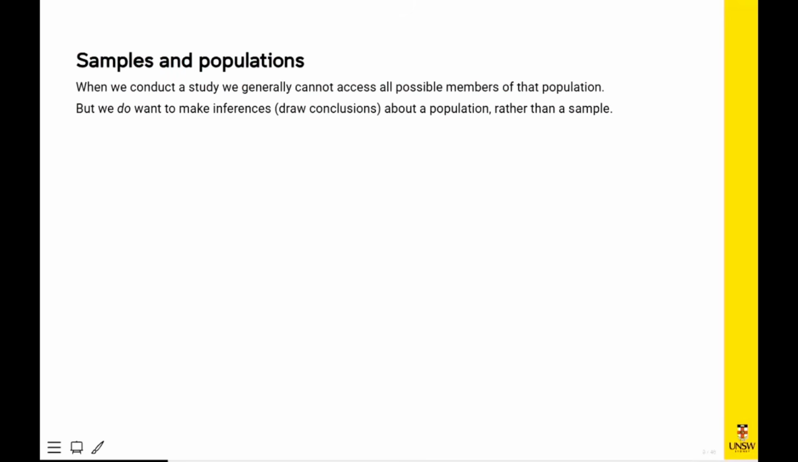Okay, so then we can move on to samples and population. When we conduct a study and we're collecting data, we generally are not able to access all possible members of a group. So we don't actually have access to the entire population. What we are generally doing is taking some sort of sample from that, and we draw conclusions from what we see in that sample about the population from which they're coming. So we're making inferences from a small group about a larger population.